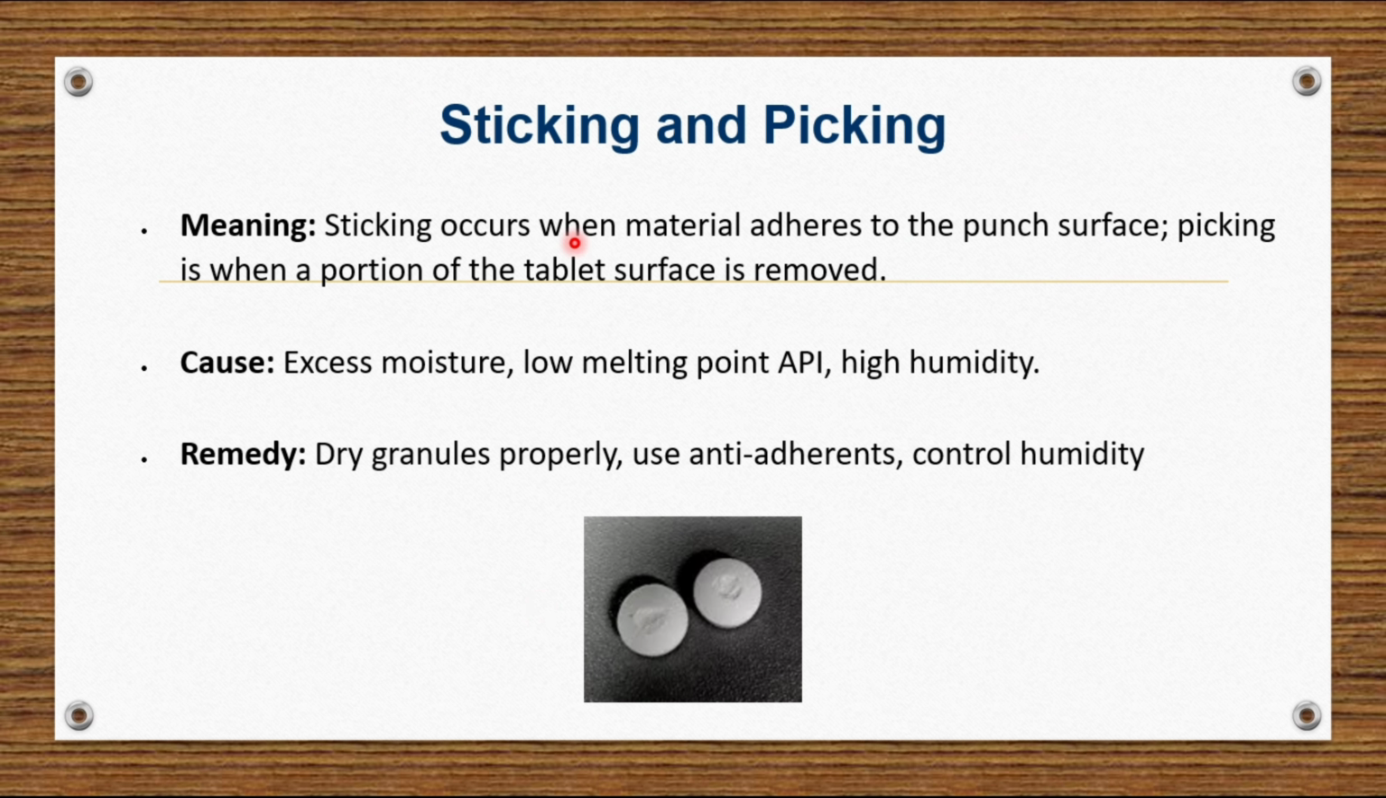Now, sticking and picking. What is the meaning of sticking and picking? Sticking occurs when the material adheres to the punch surface. Picking is when a portion of the tablet surface is removed. Look at this image. What is the cause? Excess moisture, low melting point of API or high humidity may be the cause for sticking and picking. What is the remedy? Dry granules properly, use anti-adherents and control the humidity, that is relative humidity, RH.